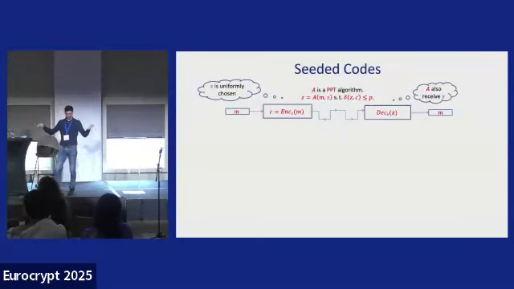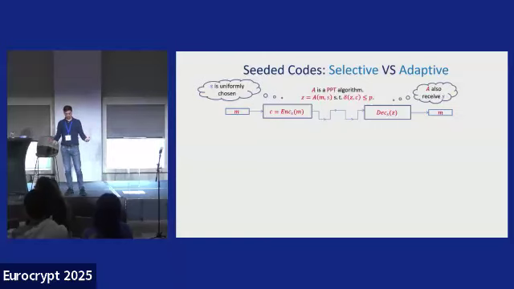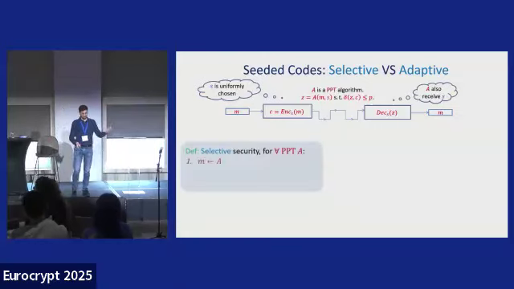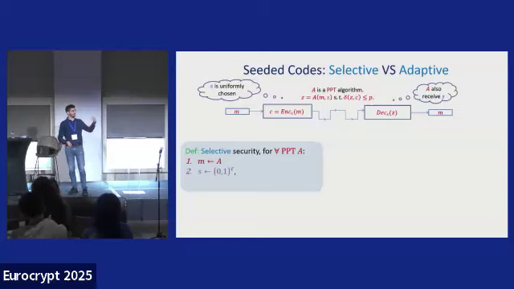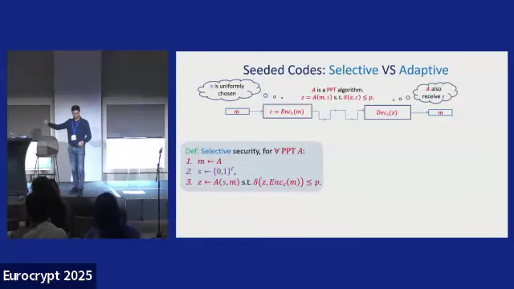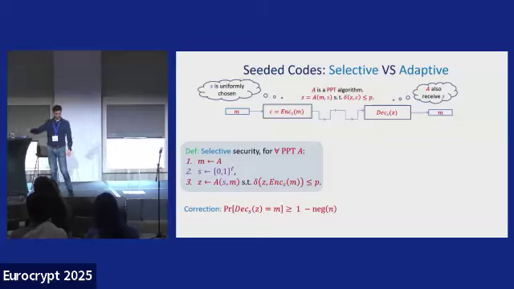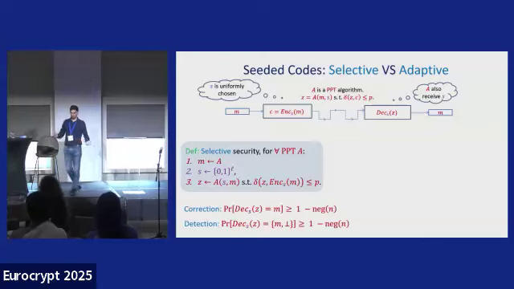Okay, and the notions of security we're going to consider are, as you would expect in cryptography, a selective notion and an adaptive notion. In the selective notion, the message is chosen, then the seed is chosen, and then the adversary needs to figure out some possible noisy version of the code word of distance at most p. What we require is that for any such adversary, once you apply the decoding algorithm with the seed, you are able to recover the original message with all but negligible probability. And similarly for detection.